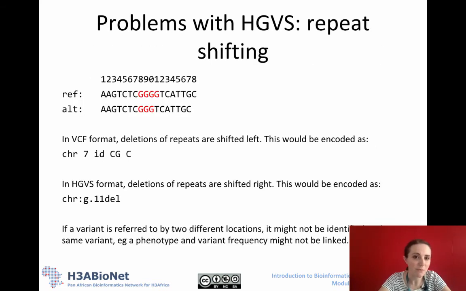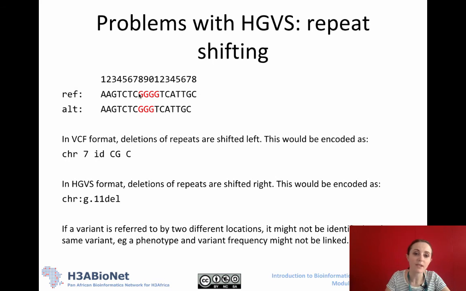Another problem you'll see is repeat shifting. There are different methods for writing how you put a repeat. So if we look at this example sequence given here, we've got 4 Gs in a row and the alternative is 3 Gs in a row. The question then is, which G is deleted? Is it this one at the beginning? Is it this one at the end? Or is it one of these ones in the middle? It doesn't actually matter because it's the same thing, but there are different ways to write it.